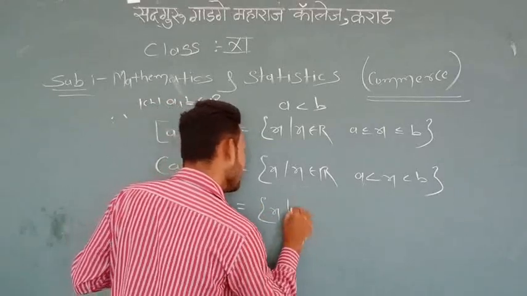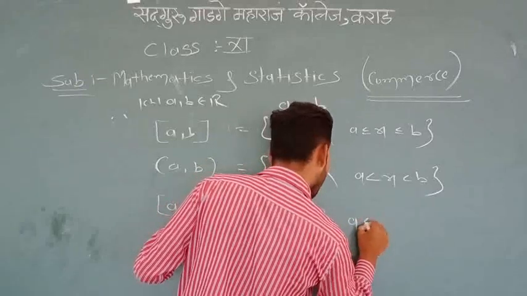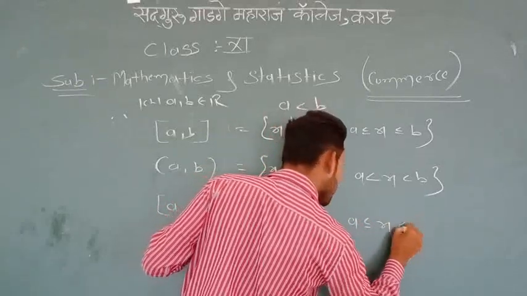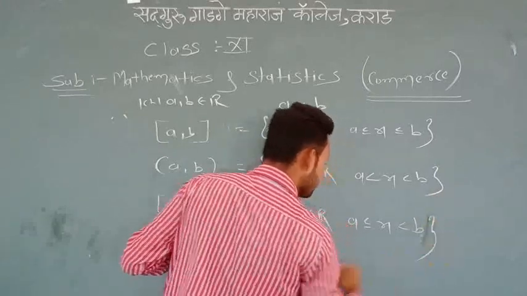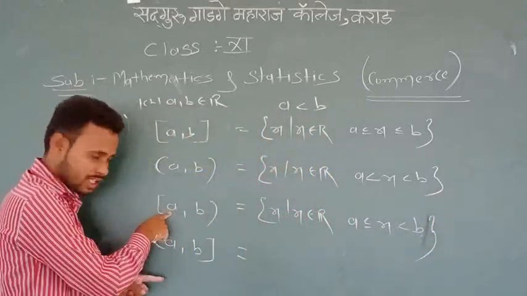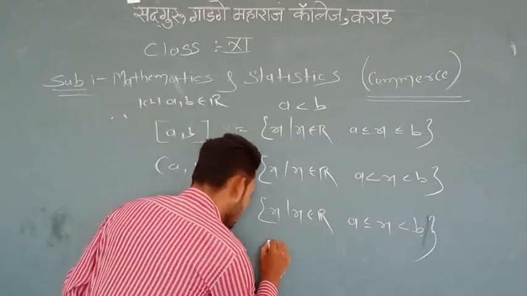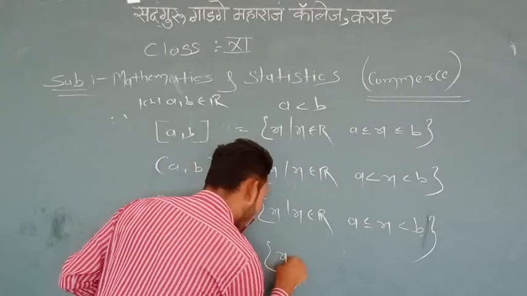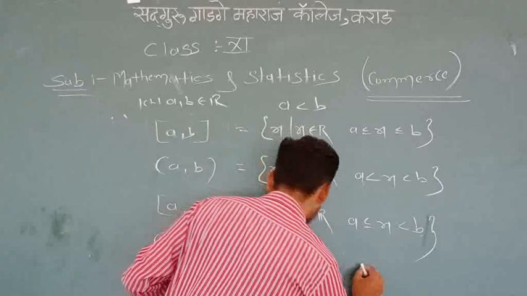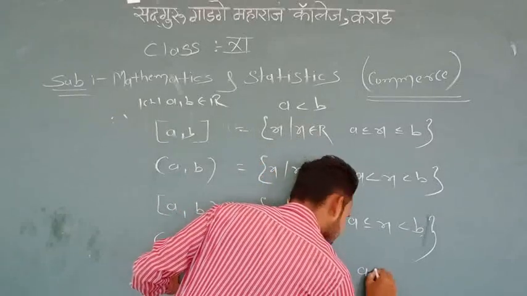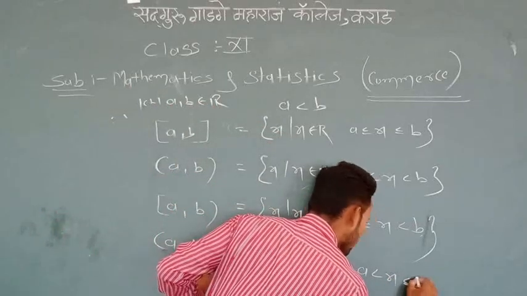All those real numbers which lie between A less or equal X, and here it is open, that's why strictly less than B. X greater or equal A and X strictly less than B. The last one is the semi-open interval: the set containing all those real numbers such that A is open, that's why A less than X, and here B is closed, therefore the sign is less or equal B.